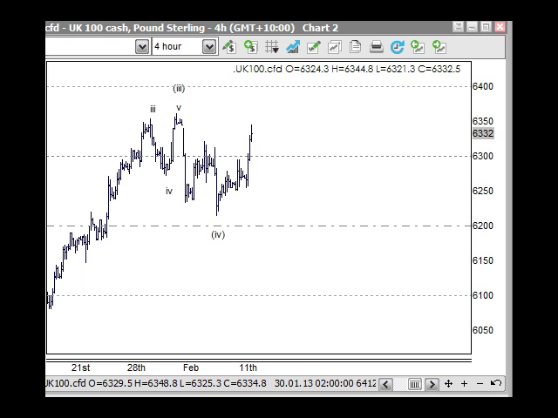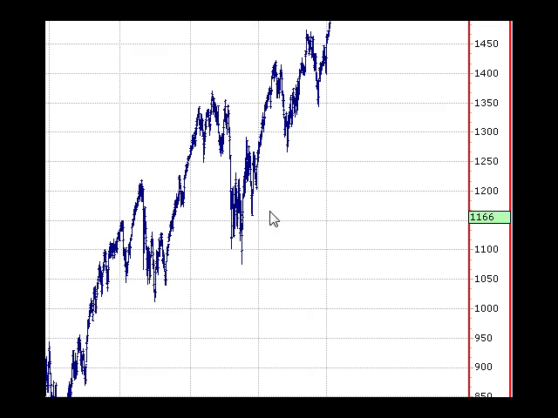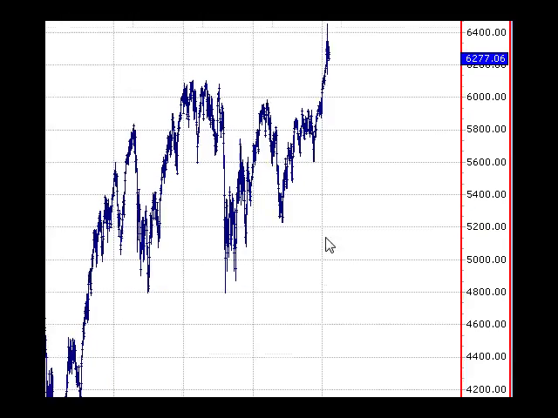Might just have a look at the FTSE. Actually, I was looking at it just a moment ago. Just bear with me here for a second. Just having a look at the bigger picture. Just find it for a second. Here we go. Okay, so this is the FTSE here.